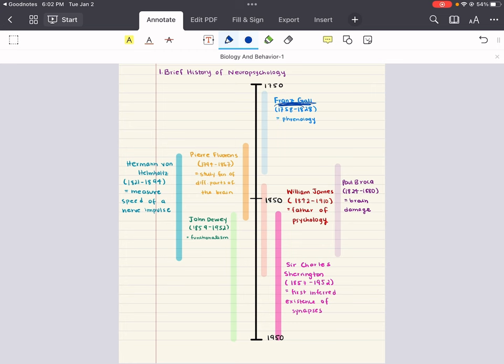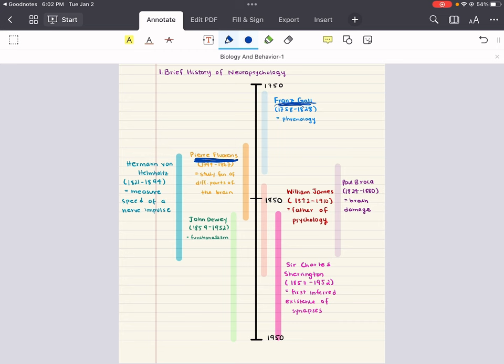With that being said, the next person that we want to talk about is Pierre Flourens. He was the first person to study the functions of the major sections of the brain, and he did this by extirpation on rabbits and pigeons. So in extirpation, various parts of the brain are surgically removed, and then the behavioral consequences are observed.